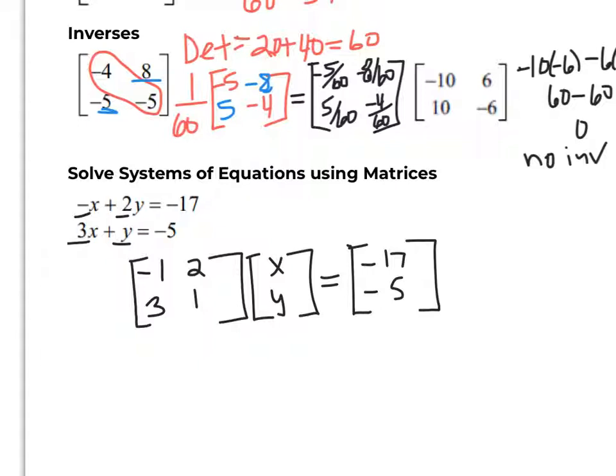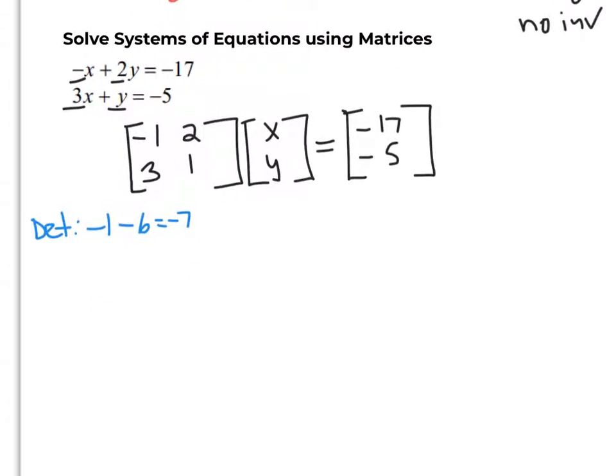So for this one, my determinant is negative 1 times 1 is negative 1, minus 2 times 3 is 6, so my determinant is negative 7. So for this, I'm going to do 1 over my determinant, so 1 over negative 7 times, switch the location for A and D and switch the sign for B and C. I'm going to multiply by this on both sides of my equation.